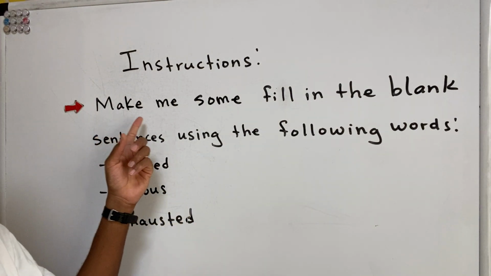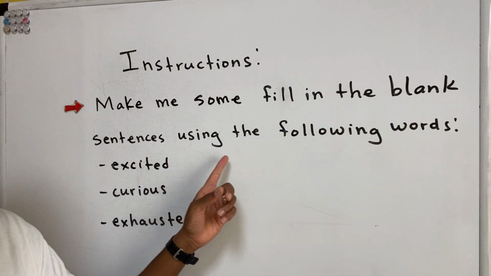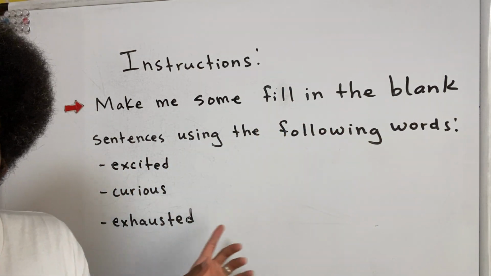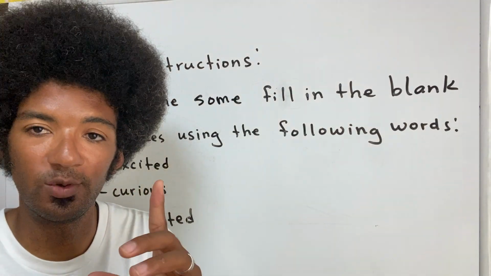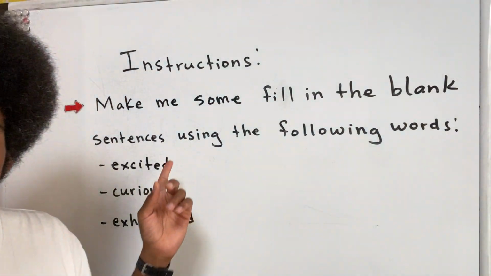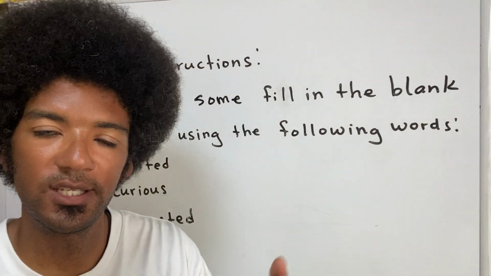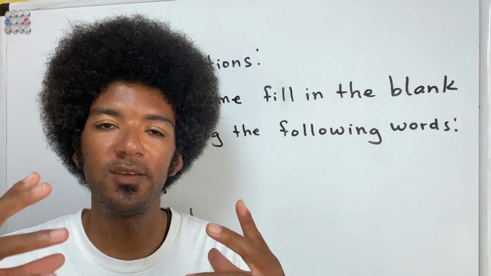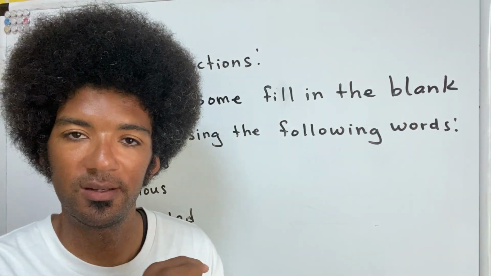It says, make me some fill in the blank sentences using the following words. And I just have these three examples here, but you're going to give ChatGPT the words that you're learning. So I have here excited, curious, and exhausted. And then ChatGPT is going to give you some example sentences with these words omitted or not filled in.